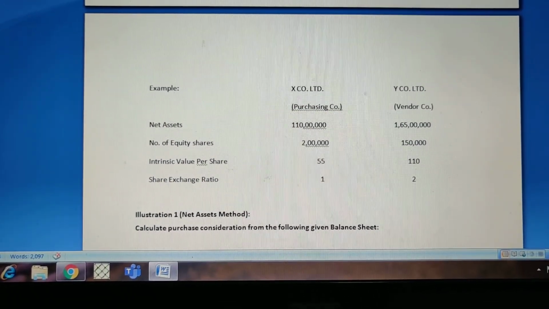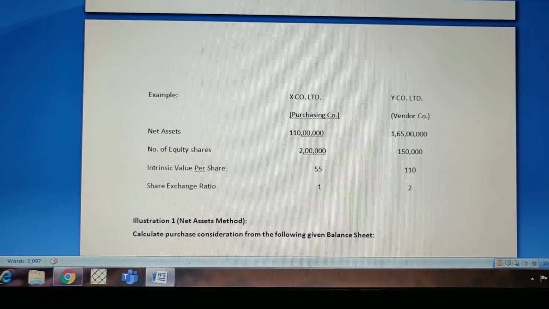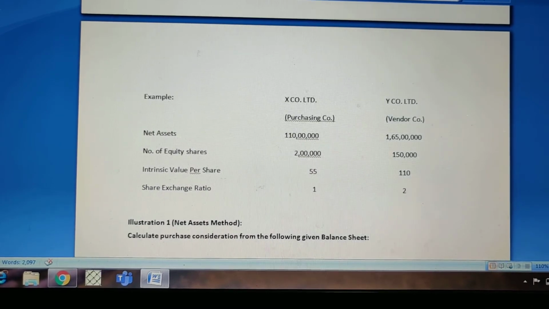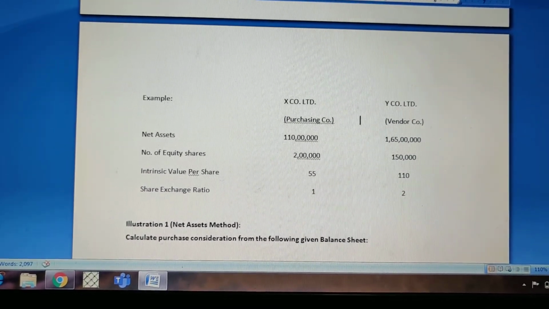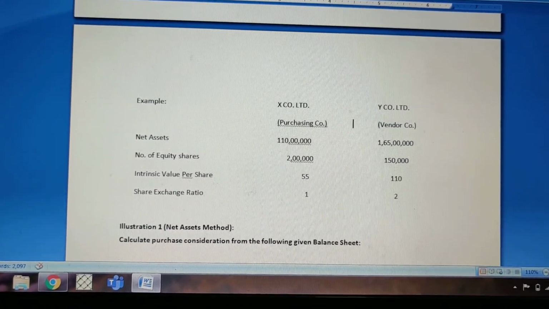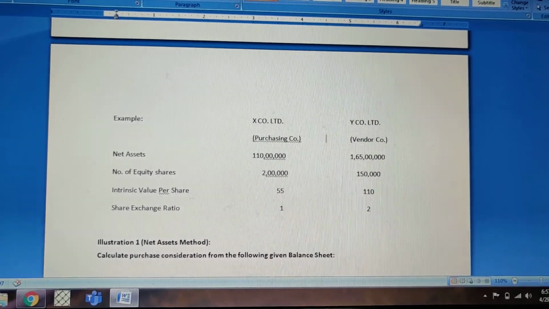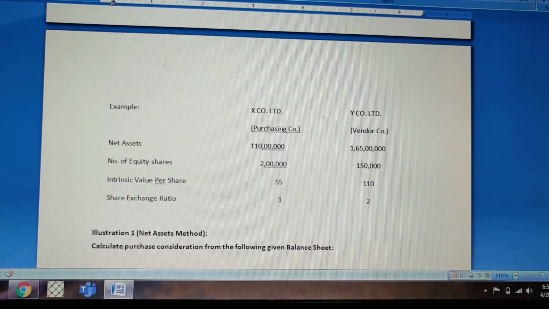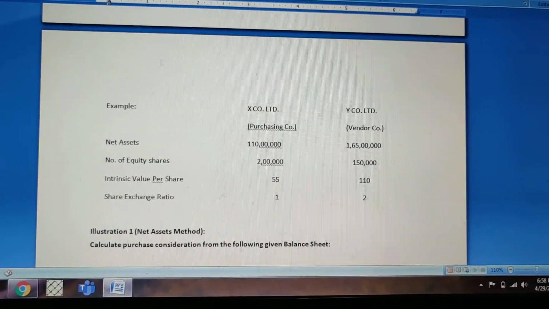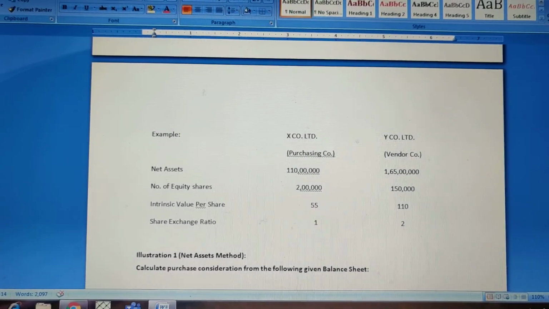It means the actual value, the intrinsic market value, you can say, the worth of your company per share. You are calculating it for one share. So on one share, the market value of your company is your net assets. If you are dividing your net assets worth by the number of equity shares in your company, the total number of equity shares in X Limited is 2 lakh, and in Y company it is 1,50,000. You are just dividing it here to calculate intrinsic value per share.